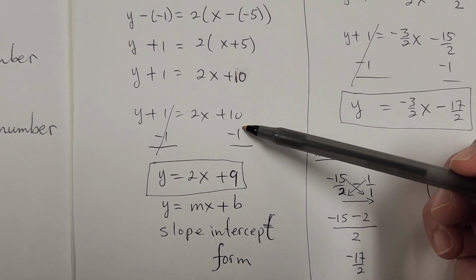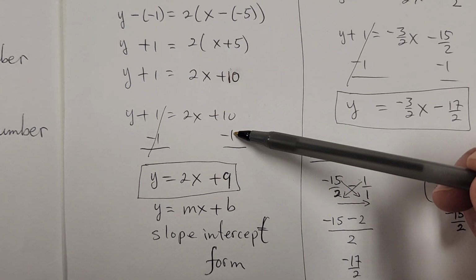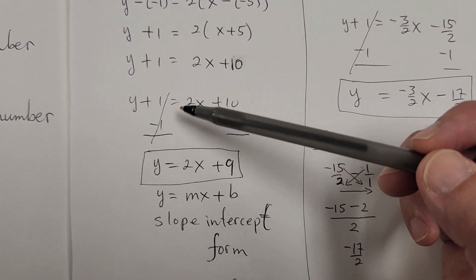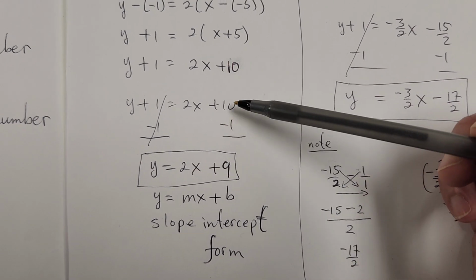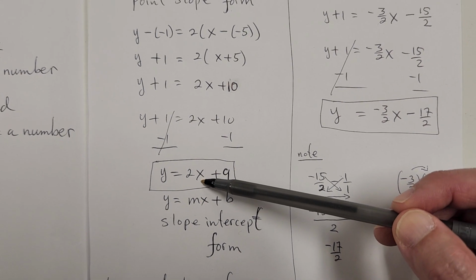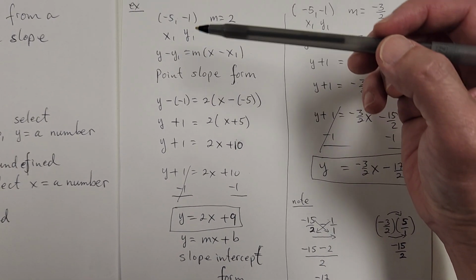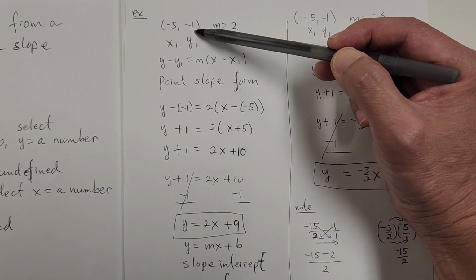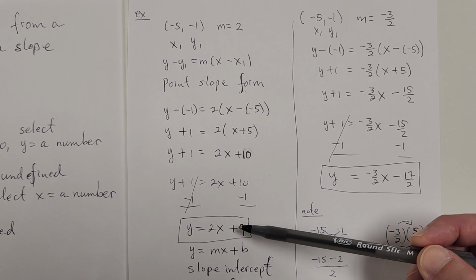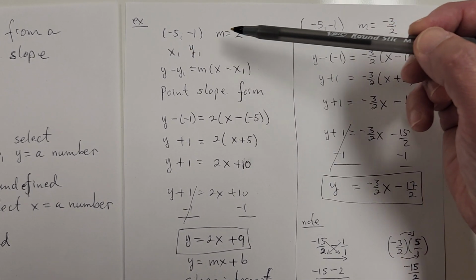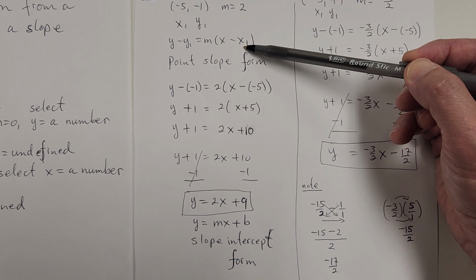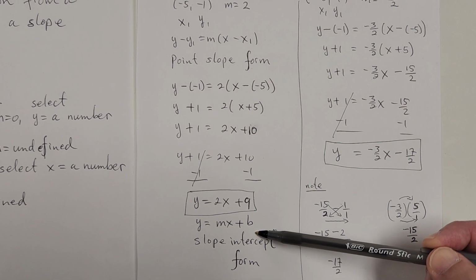So bring the 1 over. So -1, -1. That -1, the 1 go away. So I have y equal 2x, and then 10 subtract 1, which is 9. This is the equation that we are looking for from the given point and a given slope. One more time, this is the equation that is from the given point and a given slope. Furthermore, point slope form will become slope intercept form.